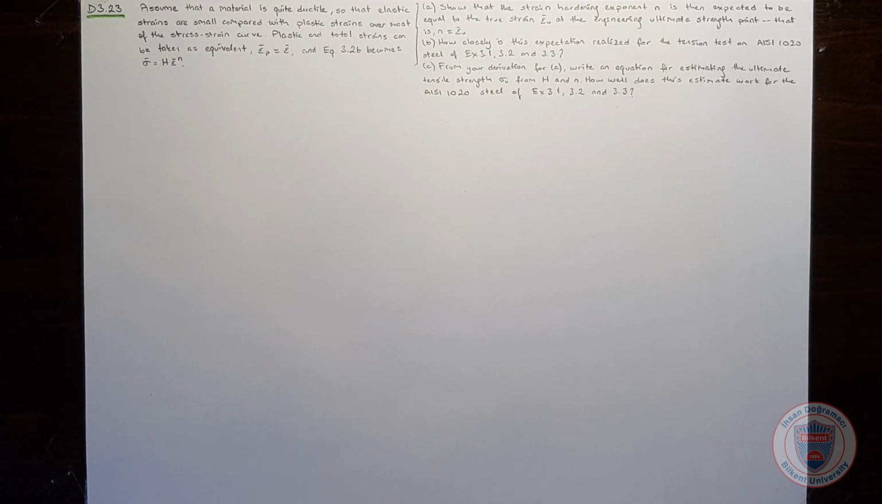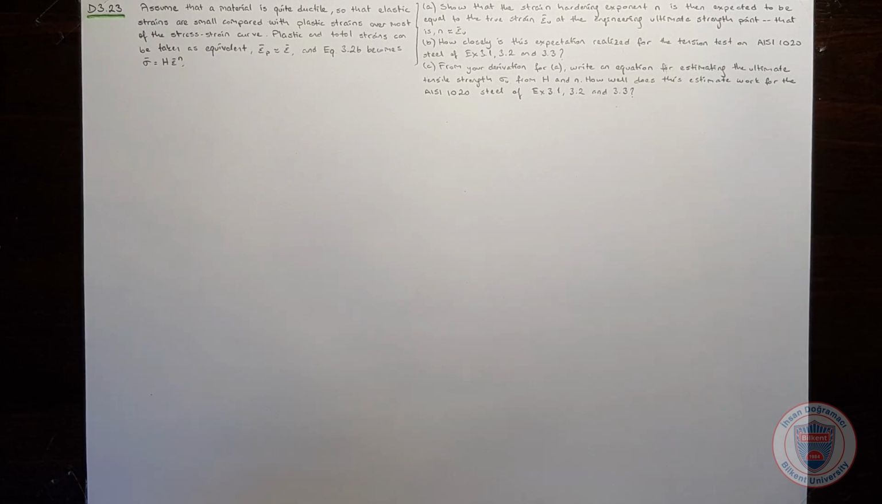In this problem, we will assume that a material is quite ductile, so that plastic and total strains can be taken as equivalent, as you can see in the problem. And also, equation 3.26 will become true stress is equal to H times true strain to the power of N. In part A, our goal is to show that the exponent N is expected to be equal to the true strain at the engineering ultimate stress point.